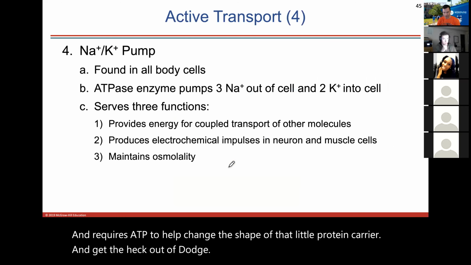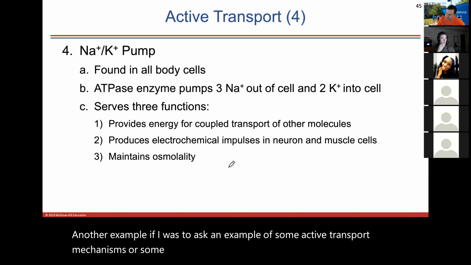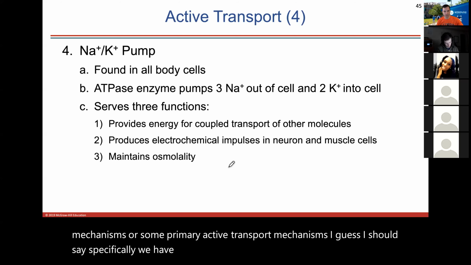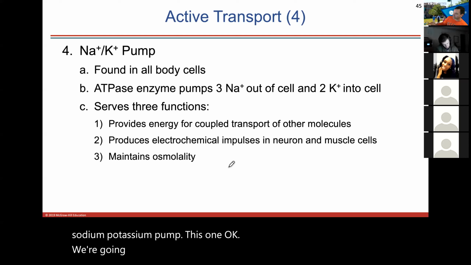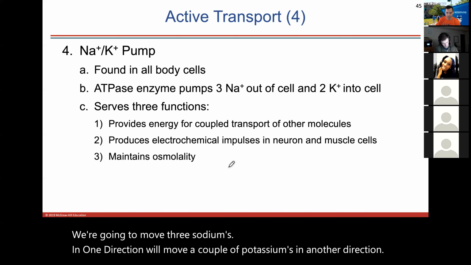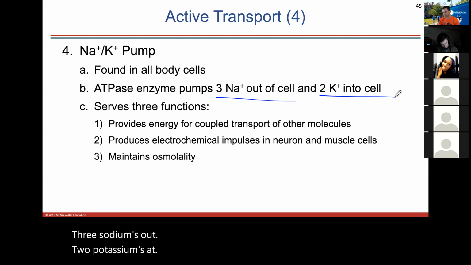Another example, if I was to ask for some active transport mechanisms, or primary active transport mechanisms I should say specifically, we have calcium pumps and we have this one here, the sodium potassium pump. You know this one, okay? We're going to move 3 sodiums in one direction and a couple potassiums in another direction. Okay, 3 sodiums out, 2 potassiums in.